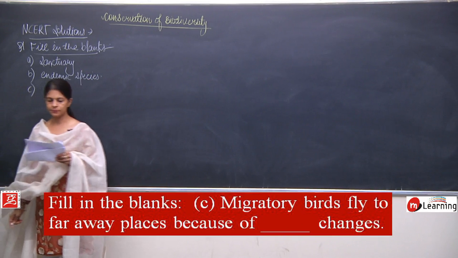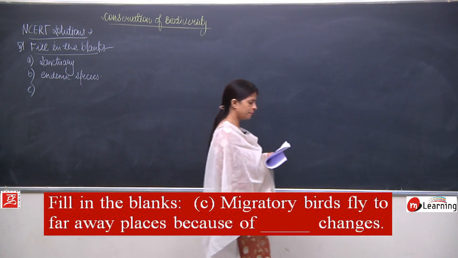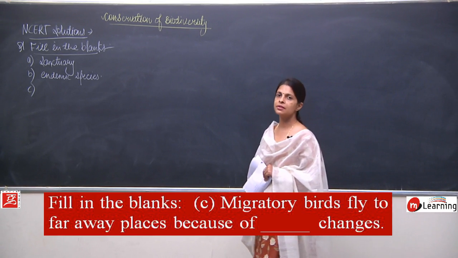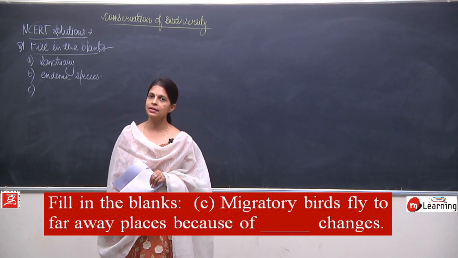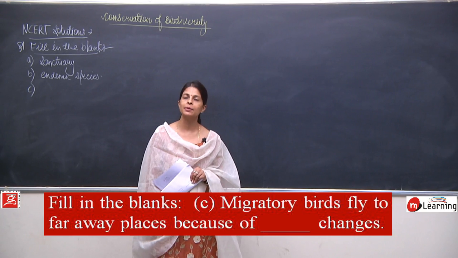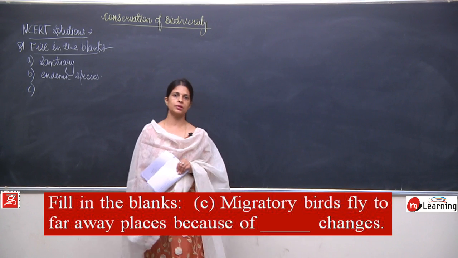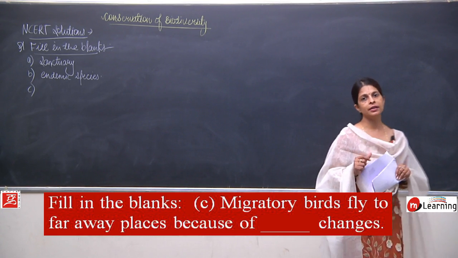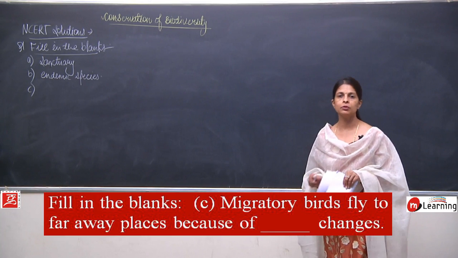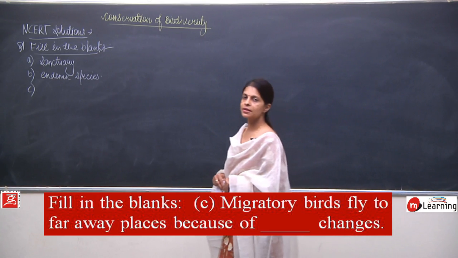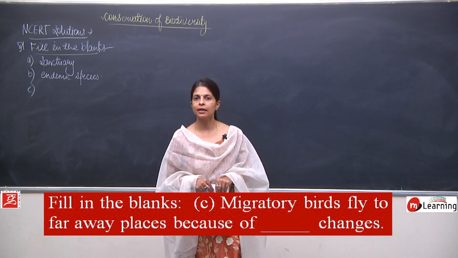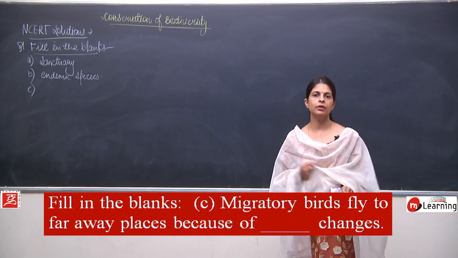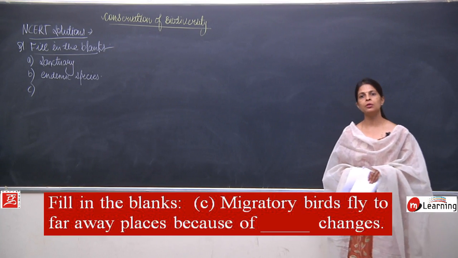Now we will talk about the C. Migratory birds fly to far away places because of dash changes. We have discussed what is the meaning of migration. Migration means the mass movement of the birds or the animals in search of food, water, shelter, or maybe due to the climatic conditions. And coming back is also very important. That means the birds and animals, when they do not find a suitable condition in the place where they are living, they feel that it is not so comfortable, they move to the other place. But when the favorable conditions come back, again these birds and animals come back to their own home. They come back to the place where they started from. So they move due to many reasons, and just now I told all these reasons.